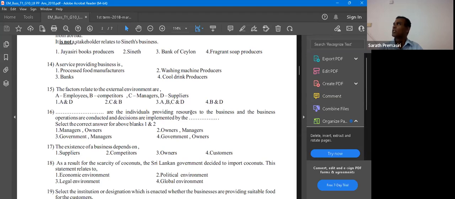Who are the individuals providing resources to the business? The owners. Operations are conducted and decisions are implemented by whom? Managers. The answer is number 2.